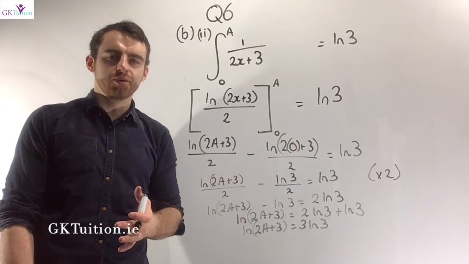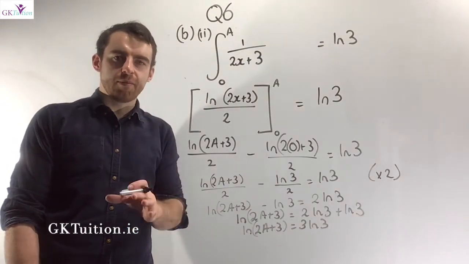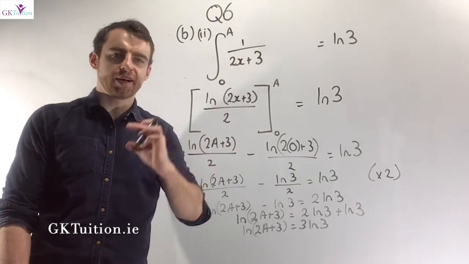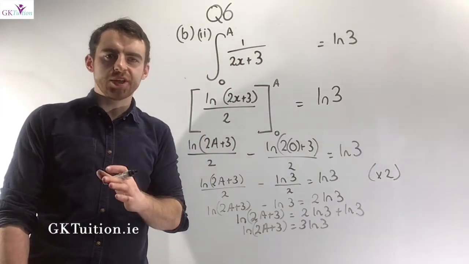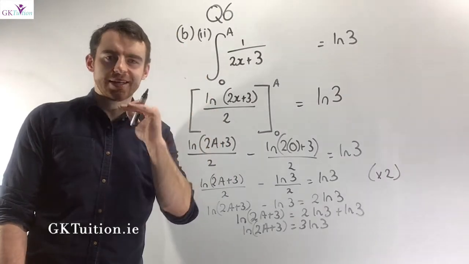Okay, in part 2, I'm given a graph that represents the function 1 over (2x + 3), and the shaded region is between the curve and the x-axis.